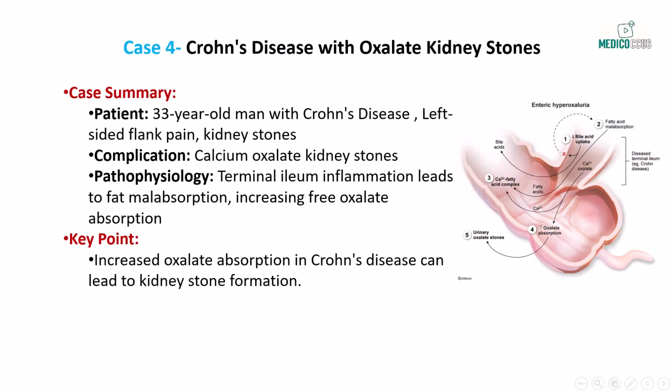In another case, a 33-year-old man with Crohn's disease presents with severe left-sided flank pain and subsequently passes a kidney stone. The formation of calcium oxalate kidney stones is a known complication of Crohn's disease, particularly when the terminal ileum is involved. The terminal ileum is responsible for the reabsorption of bile acids. When it is inflamed, bile acids are lost in the feces, leading to fat malabsorption.